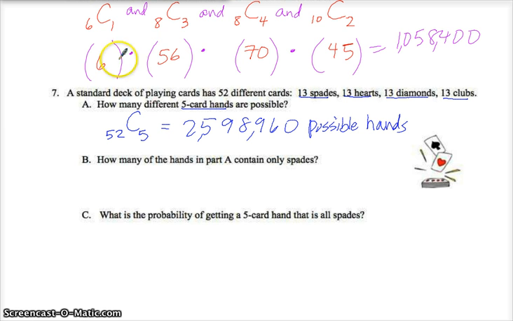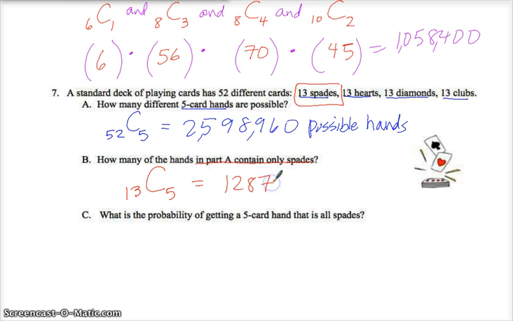But look at these categories up here. Remember, we took a category, we took the total in that category and how many we were choosing from that category. Well, we have a category of spades. And in the category of spades, there are 13 cards. And how many do we need to choose to get a hand of 5 that is only spades? Well, you need to choose 5 cards, but there's only 13 options for those 5 cards. So it's 13 spades, we're choosing 5 of them.